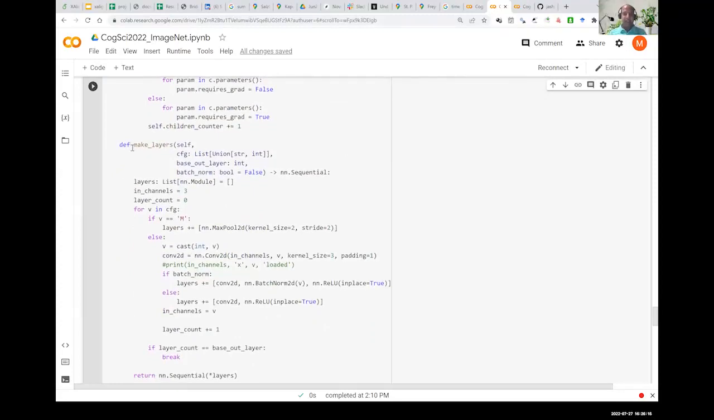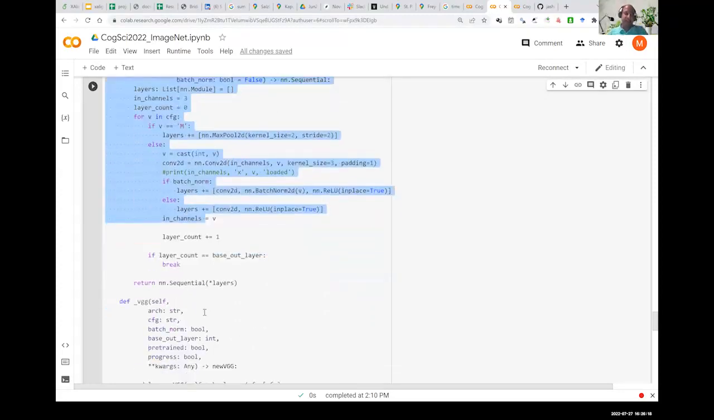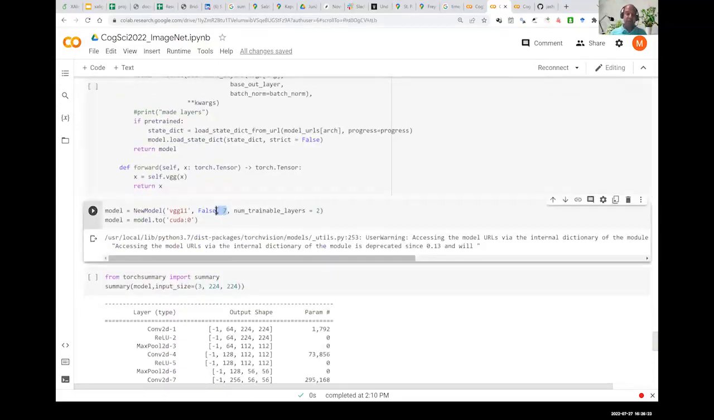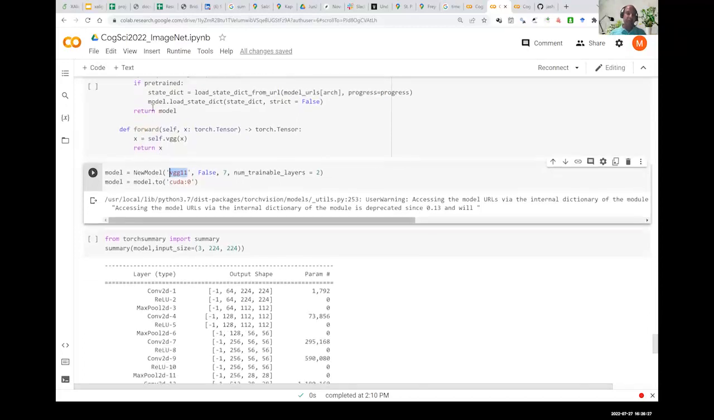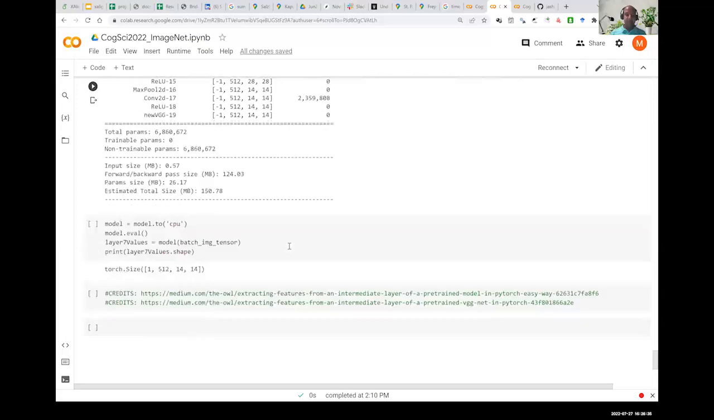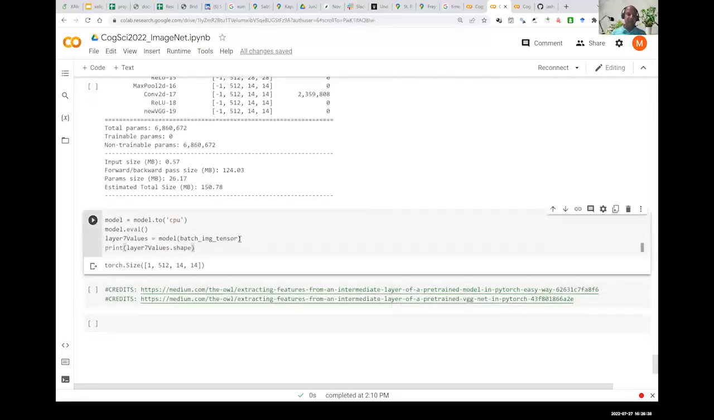So this code is making layers, creating the entire architecture. And if you want to get the output from the 7th layer of a VGGNet 11 model, all you need to do is use this new model class and pass those simple parameters. And finally, if you pass the tensor, it gets the output from the 7th layer, rather than only the final output representation.